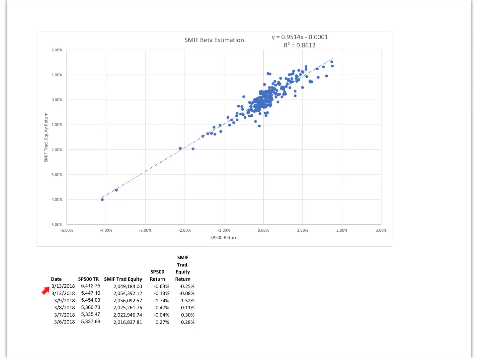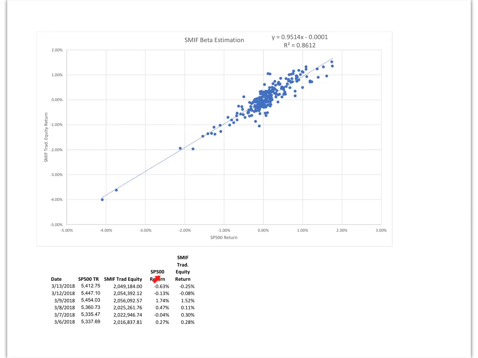I collected daily data for 1 year on the S&P 500 index, along with the dollar value of the Student Managed Investment Fund Traditional Equity Portfolio. We only see 7 days here, but there is a full year in my data set. Next, for each day, I calculate the return on the index. I take today's index value, divide it by yesterday's index value, and subtract 1. Then I calculate the return on the SMIF portfolio each day. I take the value of SMIF today, divide it by the value yesterday, and subtract 1.